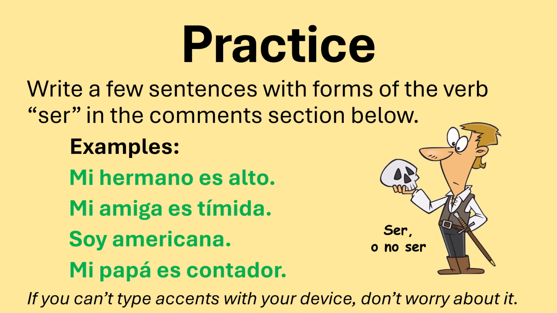Examples: Mi hermano es alto. My brother is tall. Tall is a permanent physical characteristic, so we use ser. Mi amiga es tímida. My friend is shy. Personality characteristics are also considered to be more or less permanent characteristics, and therefore we use ser.